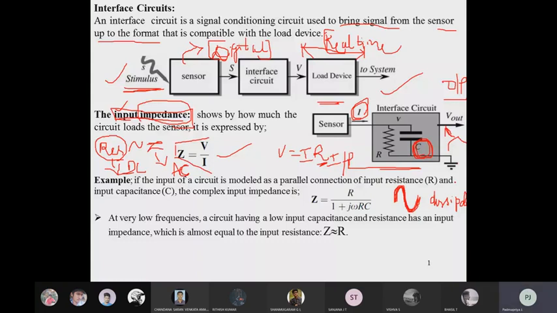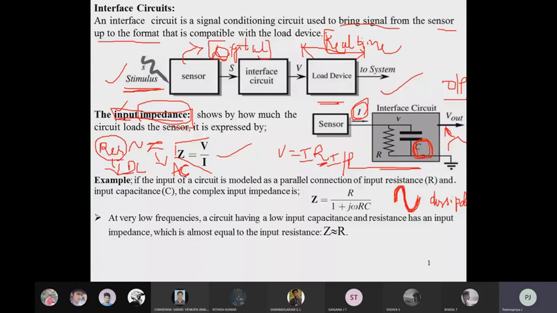1 plus 0 will also result in 1 only, right? Here, if I substitute the value. So if I consider this as the equation, r divided by 1 plus j, instead of omega, I am going to represent this as 2 pi f, right? So 2 pi f into rc I have.